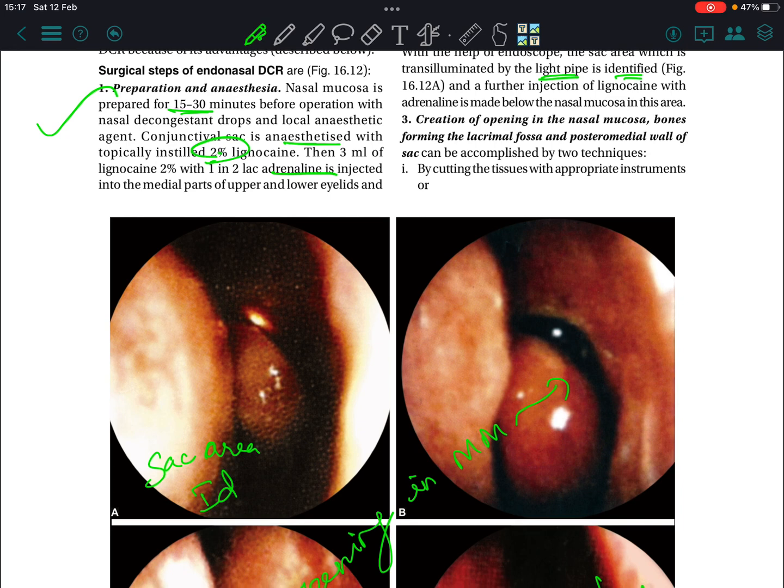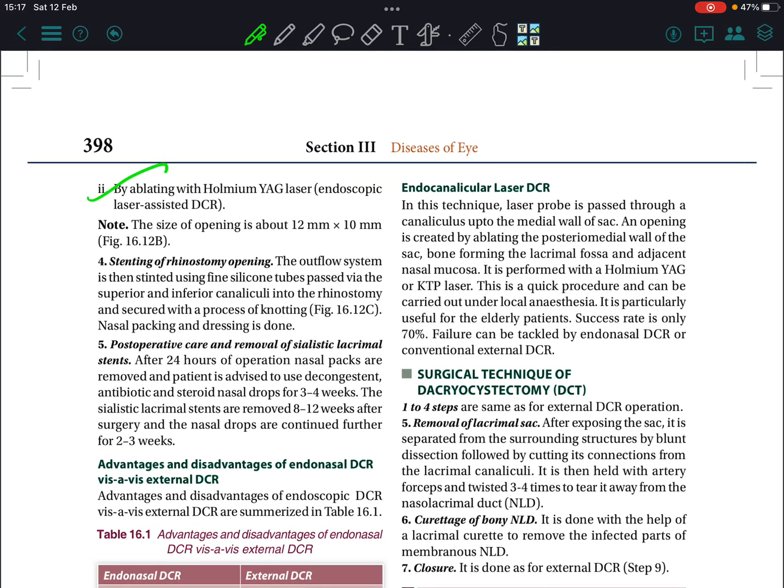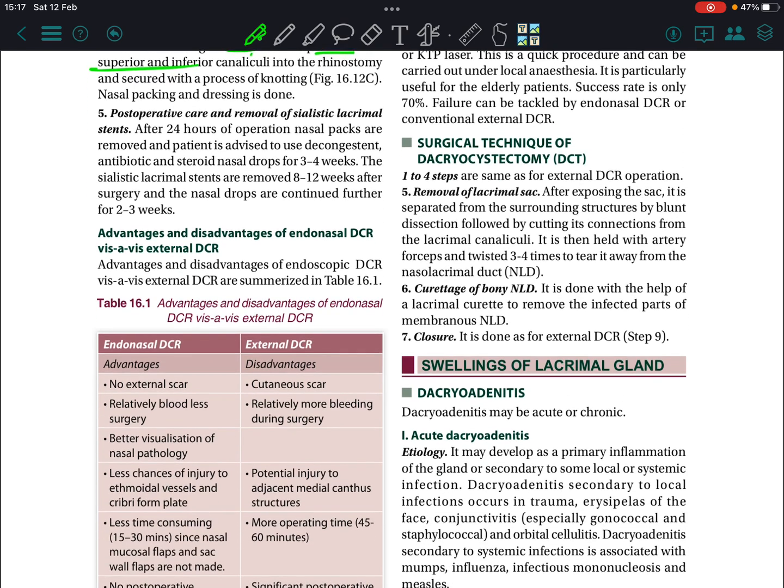Creation of opening in the nasal mucosa, bones forming the lacrimal fossa and posterior medial wall of sac can be accomplished by two techniques: by cutting the tissue with appropriate instruments or by ablating with a holmium YAG laser. Stenting of rhinostomy opening: outflow is ensured with silicone tubes passed via the inferior and superior canaliculi into the rhinostomy.